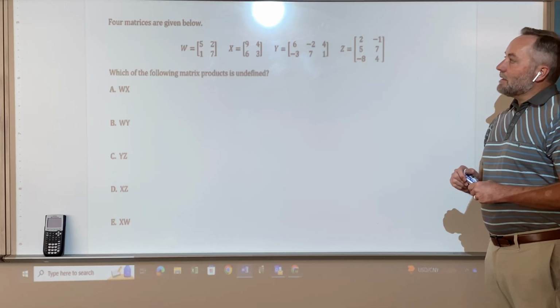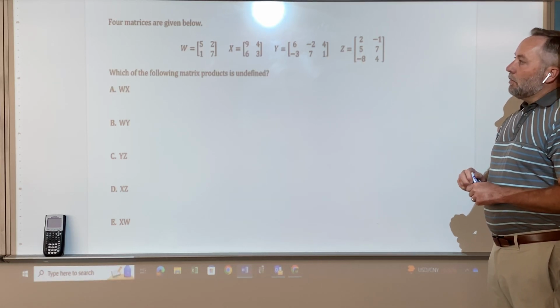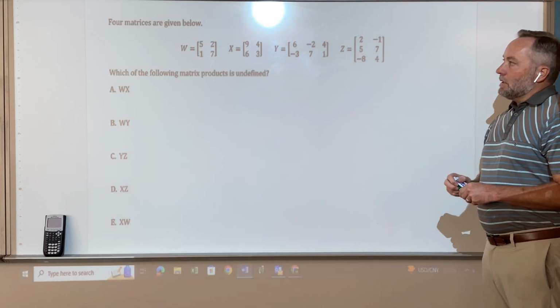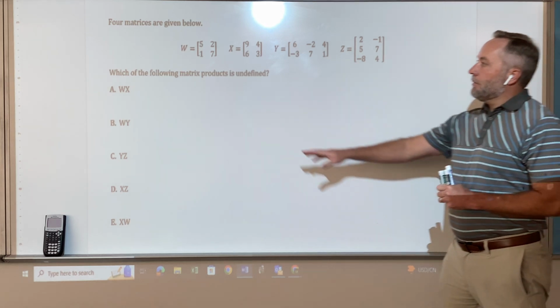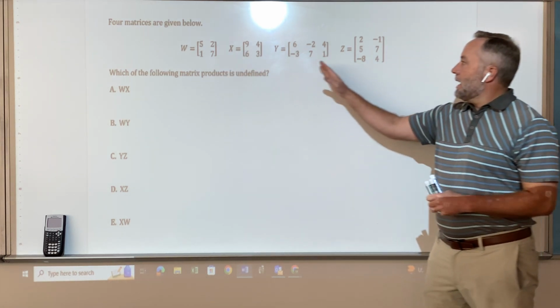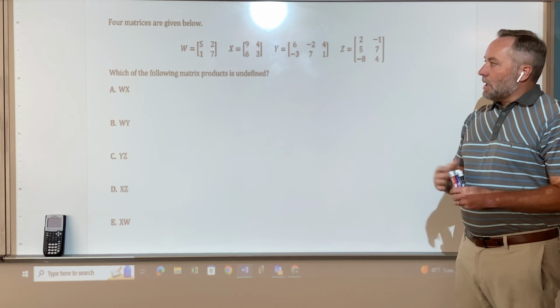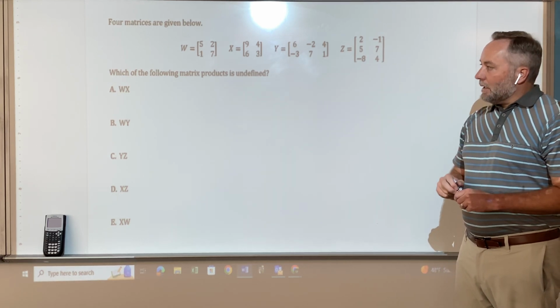This question is a lot simpler and will go quicker than it may initially seem. So we just need to know a few properties about matrices. The question says, 4 matrices are given below. We have W, X, Y, and Z. And the matrix is just an arrangement of numbers. We'll talk about how in just a second. And then it says, which of the following matrix products is undefined?